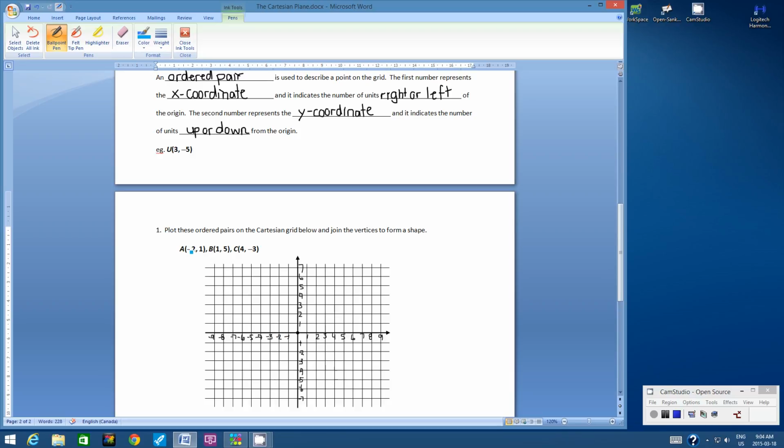Then we look at the y value. And because it's positive, that means we're going to go up. If it were negative, we're going to go down. So we go left 2 and then up 1. Okay, so I want you to place a fairly large dot there. And then what I want you to get in the habit of is labeling the ordered pair, which is point A, and then writing in the ordered pair, which is -2, 1. Okay? All right, so that's the first point.